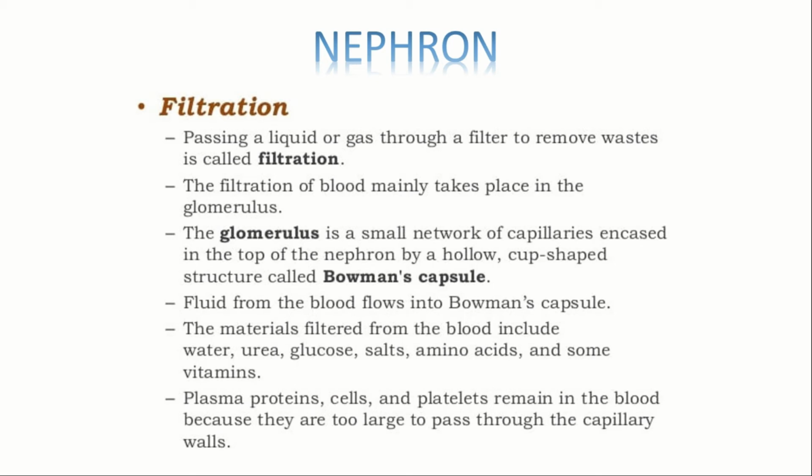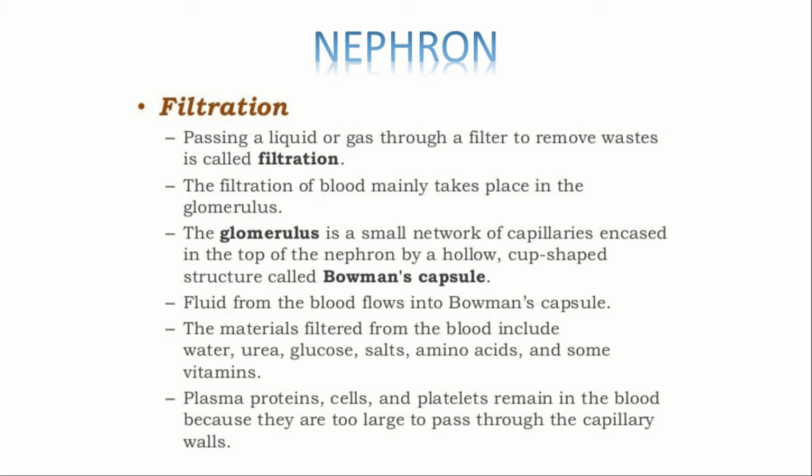First we will know about filtration. Passing a liquid or gas through a filter to remove waste is called filtration. The filtration of blood mainly takes place in the glomerulus. The glomerulus is a small network of capillaries encased in the top of the nephron by a hollow cup-shaped structure called Bowman's capsule. So these points are very important in your exam.